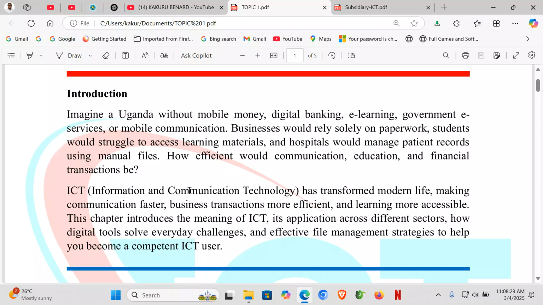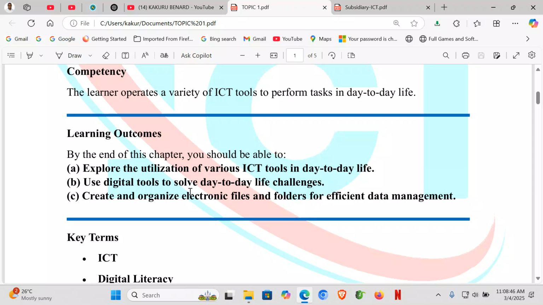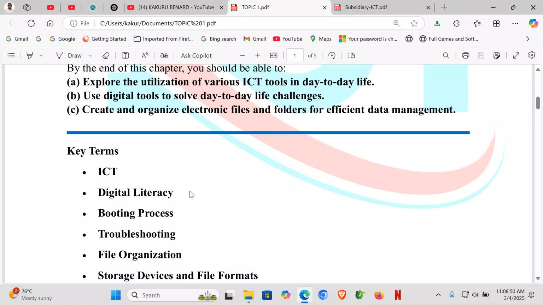So I've presented this draft. It is part of the A-level ICT book, both theory and practical, that I, KAKURU BENARD, am trying to come out with. Anytime soon, it will be out for your consumption. I can't tell the duration, but it needs time. The good thing is I'm already done up to topic 4.